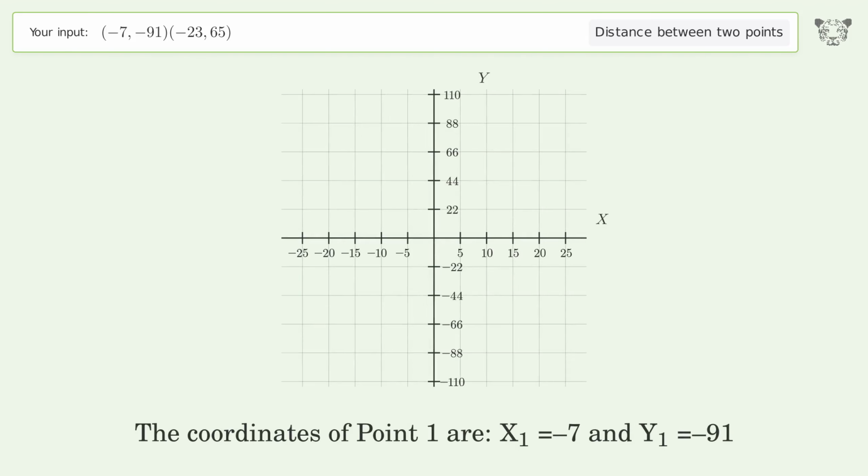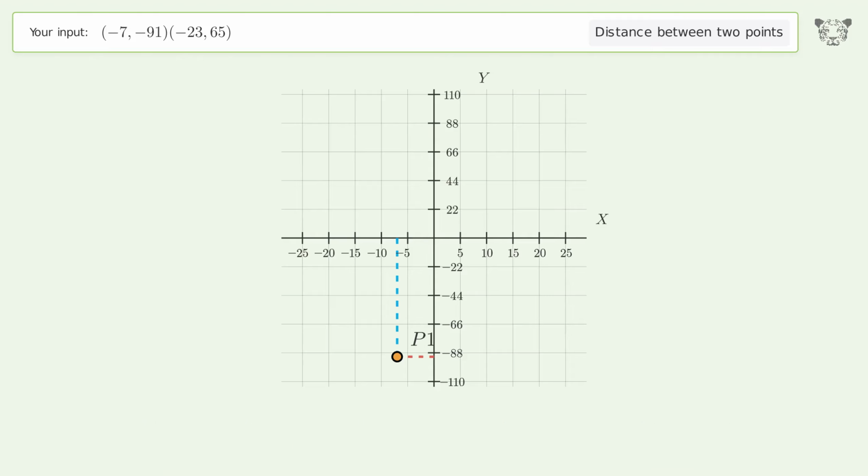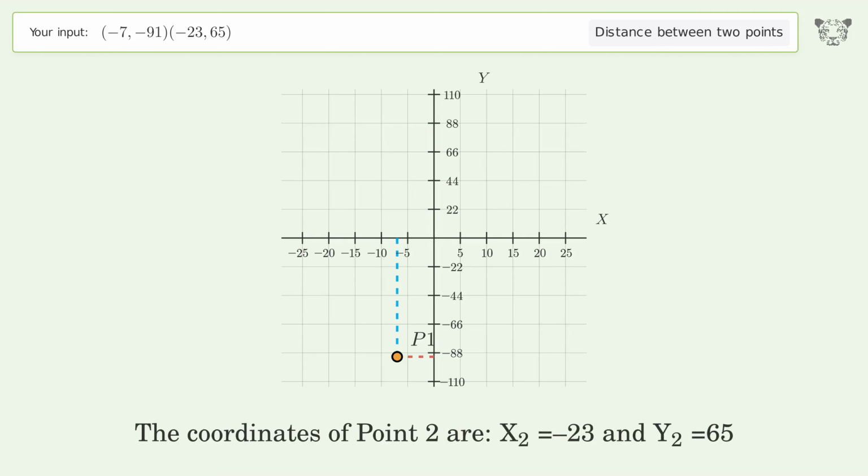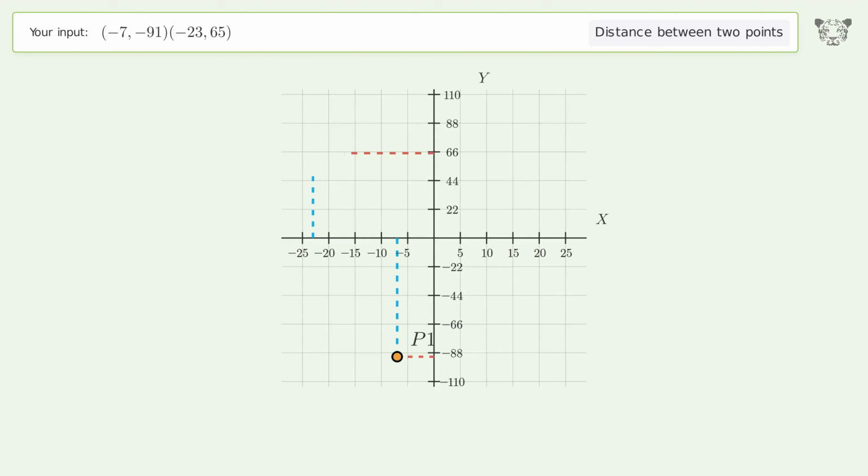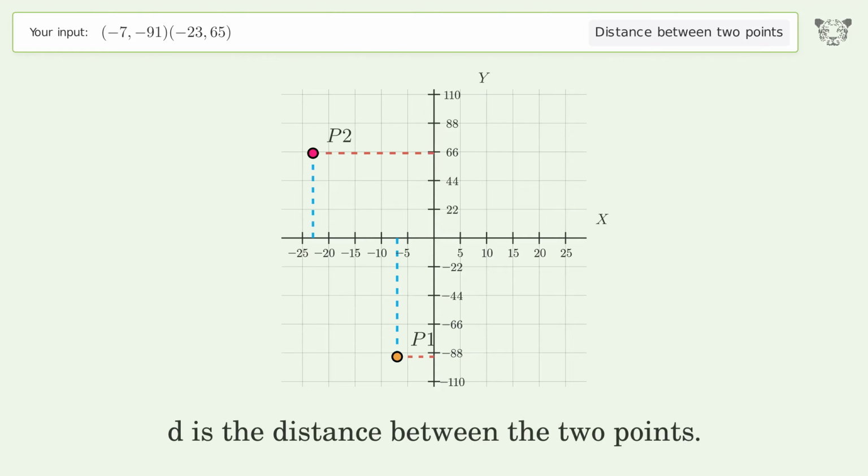The coordinates of point 1 are x1 equals -7 and y1 equals -91. The coordinates of point 2 are x2 equals -23 and y2 equals 65. D is the distance between the 2 points.